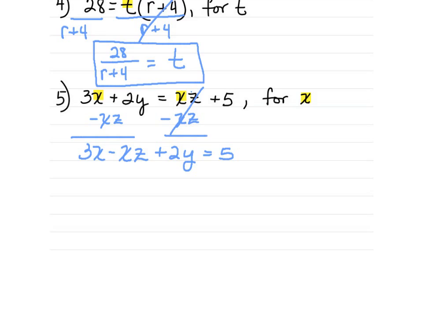All right, the next thing that we'll do is subtract the 2y from both sides. And so I have 3x minus xz is equal to 5 minus 2y.